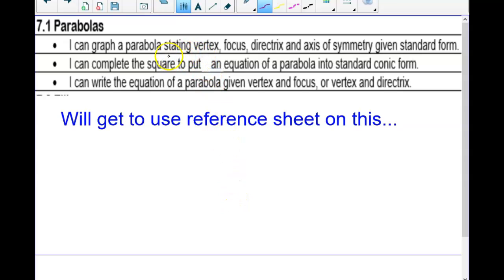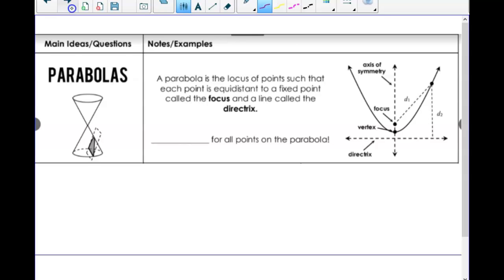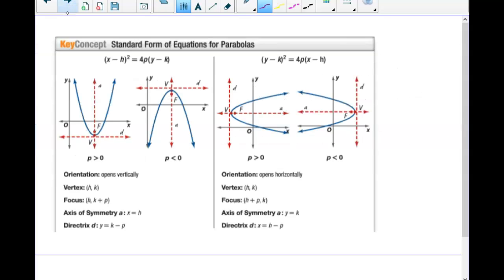Eventually, you're going to have to be able to graph, finding the points that are called the focus and vertex. You already know what a vertex is. And a new line called the directrix. Okay? The axis of symmetry and the vertex we've done before. And you're going to have to complete the square, and then you're going to be able to write an equation given some of those things. All right. You will get a reference sheet on this unit. Looks like this. Everybody find it on the blue sheet where the parabolas are?